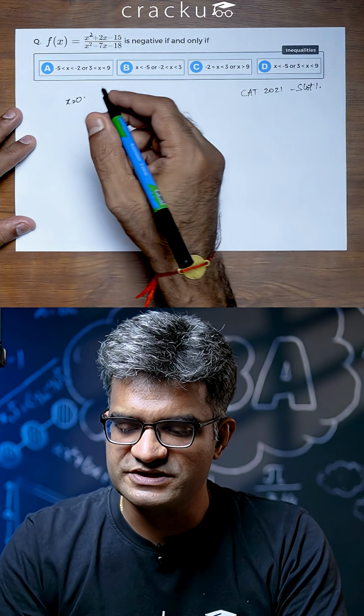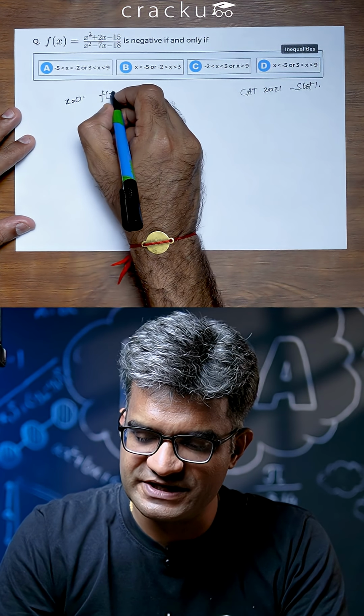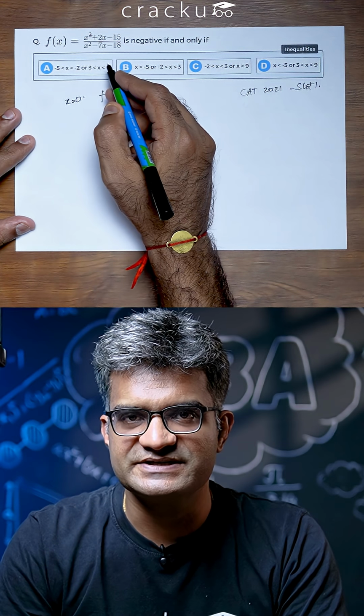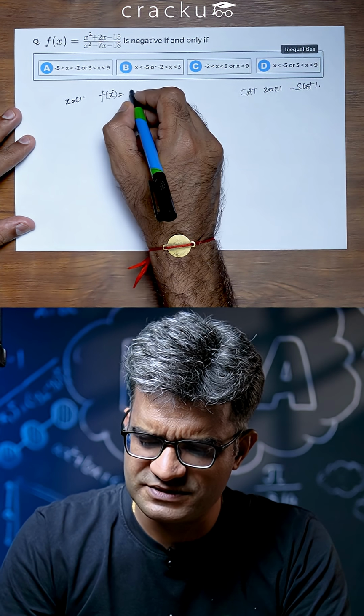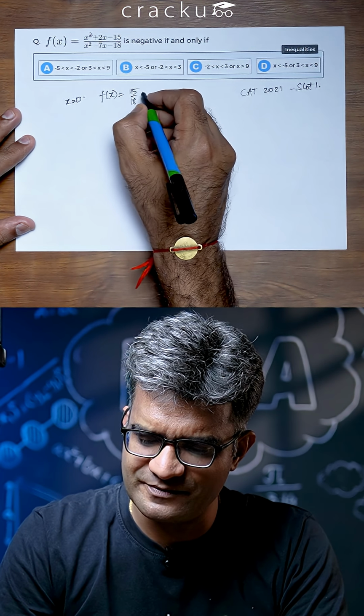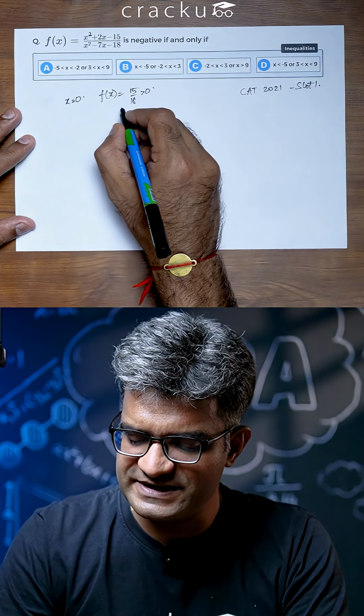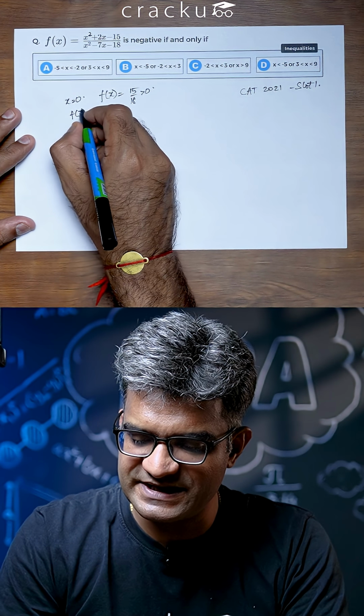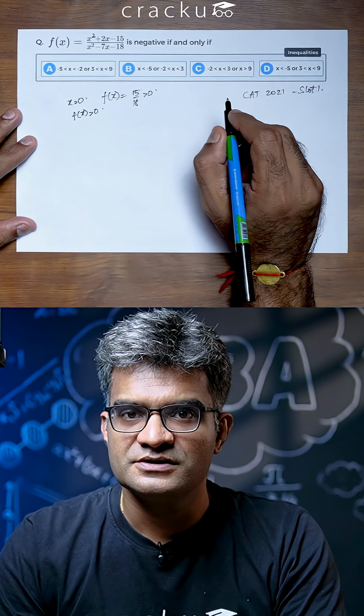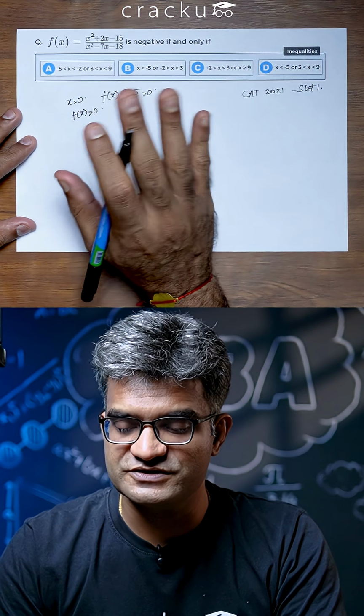Why would I do it? Because then the value of f of x becomes equal to minus 15 by minus 18, which is equal to, I think, 15 by 18, but this is basically a positive number. So for x is equal to 0, f of x is greater than 0. So 0 should not be part of the solution.